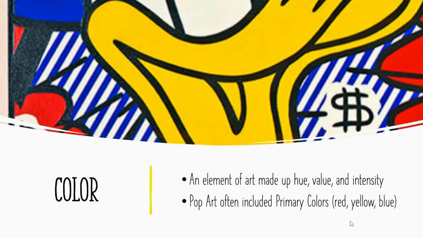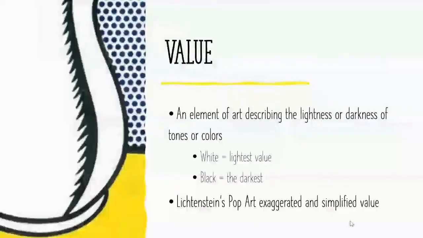Color is a big element in pop art. It's made up of hue, value, and intensity, and pop art often included primary colors like red, yellow, and blue. Value is another important element, and this describes the lightness and darkness of tones and colors. For instance, white would be your lightest value, and black would be the darkest. In Lichtenstein's pop art, he exaggerated and also simplified value. He used those special dots to show value, and he also used really exaggerated lines.